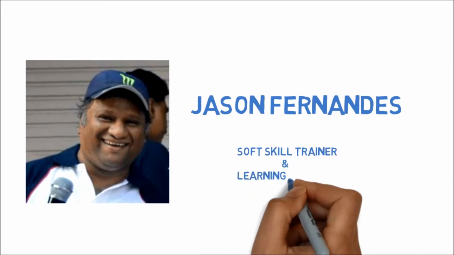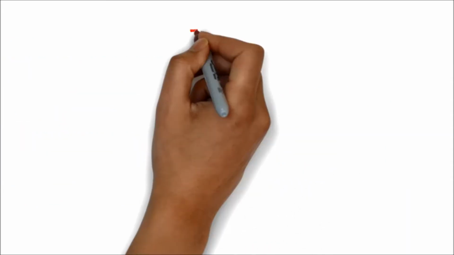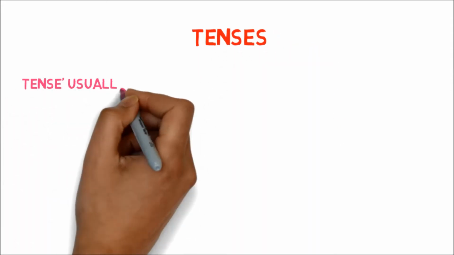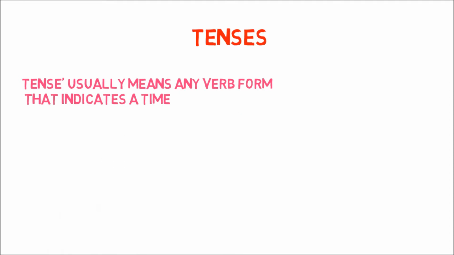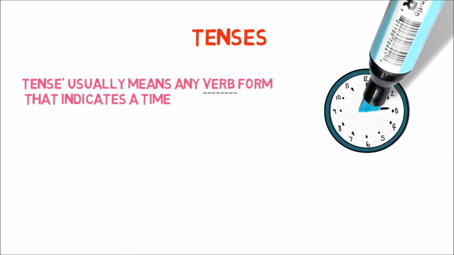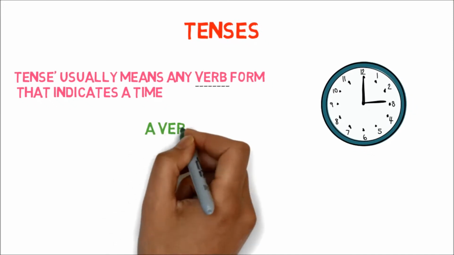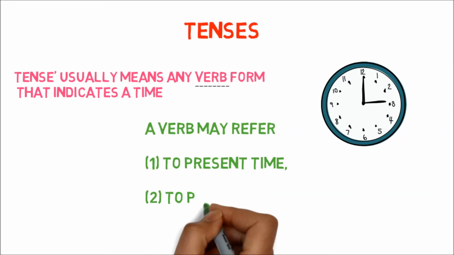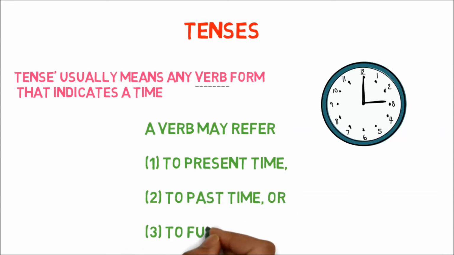Today we are going to learn something from English grammar called tenses. Tenses usually mean any verb form that indicates time. Yes, time. We're talking about something that happens in time. A verb may refer to the present time, to the past time, or to the future time.